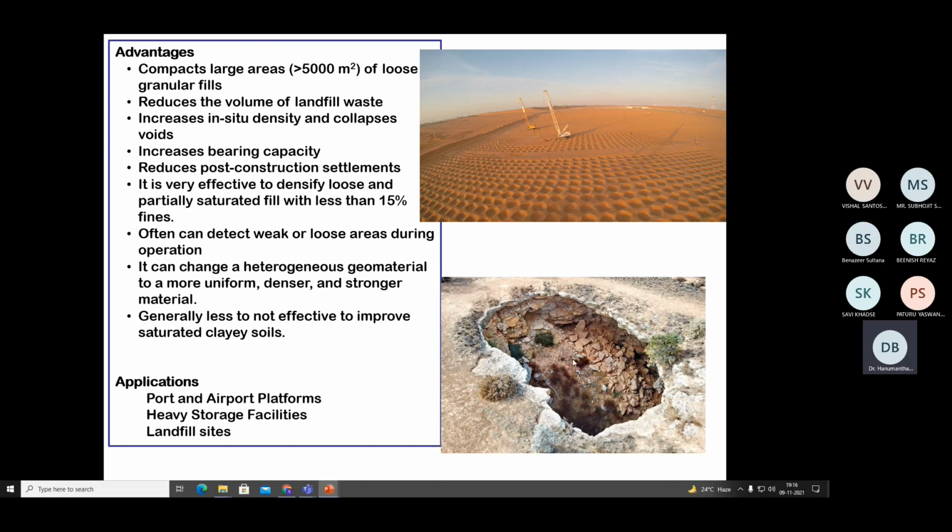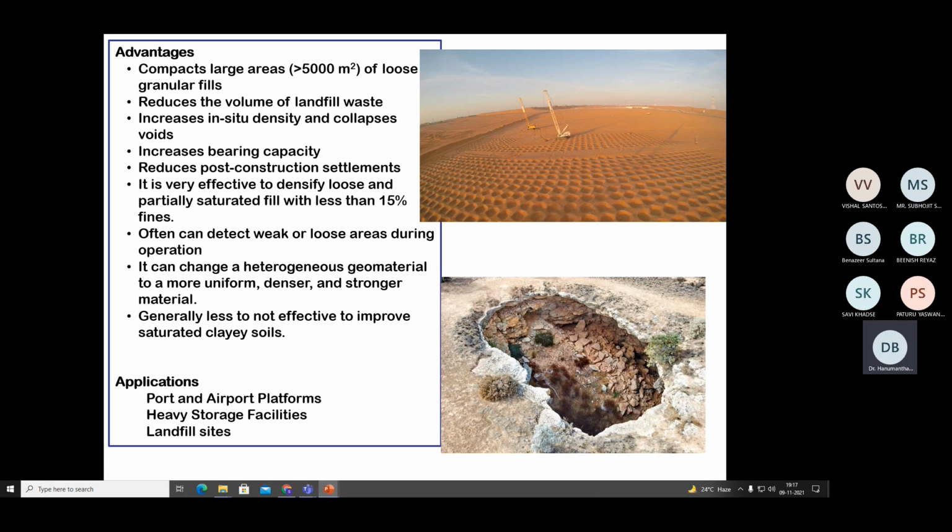Because of the deep dynamic compaction, these are some advantages of dynamic compaction. This technique is especially useful if there is a huge area, say for example greater than 5,000 square meters, that has to be improved. It reduces the volume of the landfill waste, increases the in-situ density and collapses voids. There are several merits that you can go through in this slide or this video. Applications: ports, airports, heavy storage facilities, landfills, especially where these facilities need to be created on loose granular soil deposits. This is the most important one.